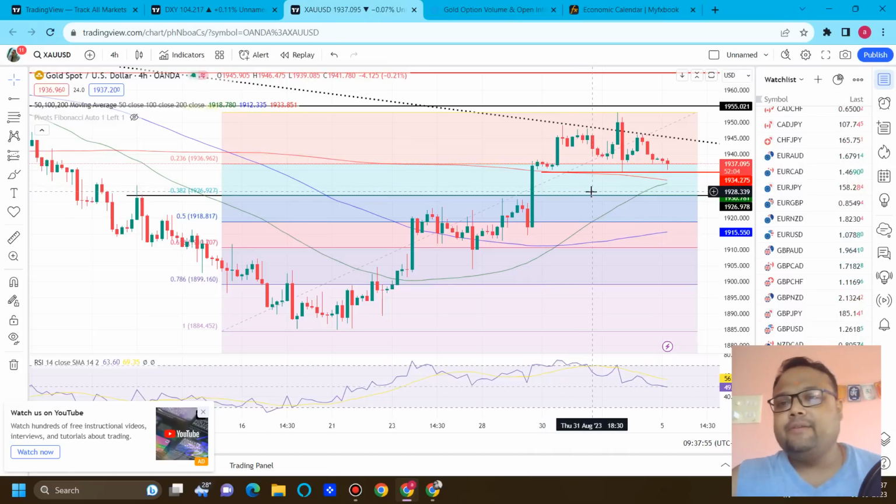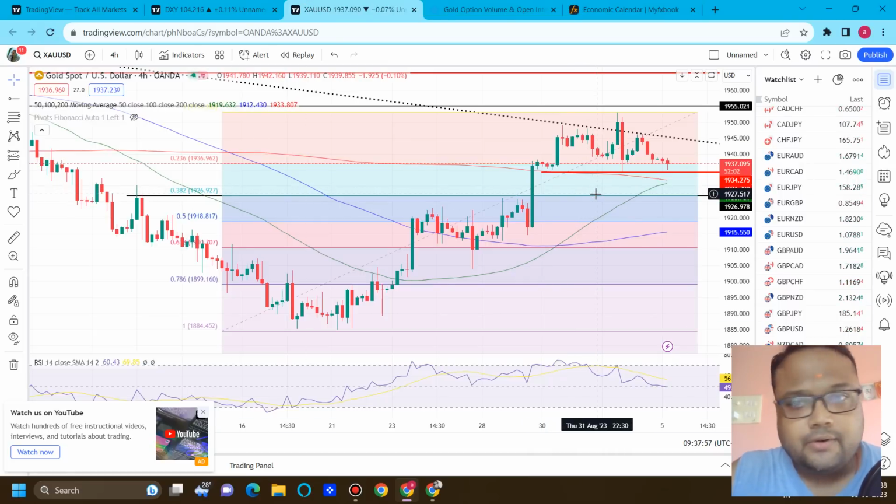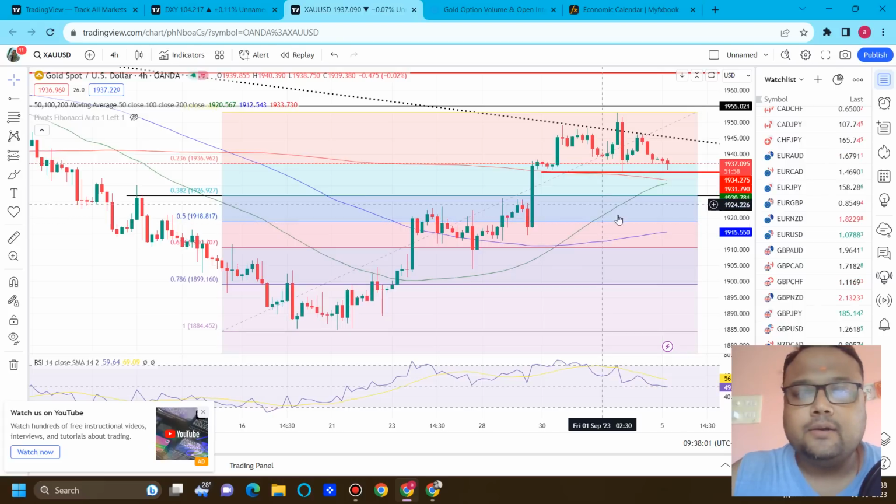So 1925 is the first support. In case of a fall in the market, then we have 1920, 1919. Okay, let's see. At least during the US session we can expect some volatility.